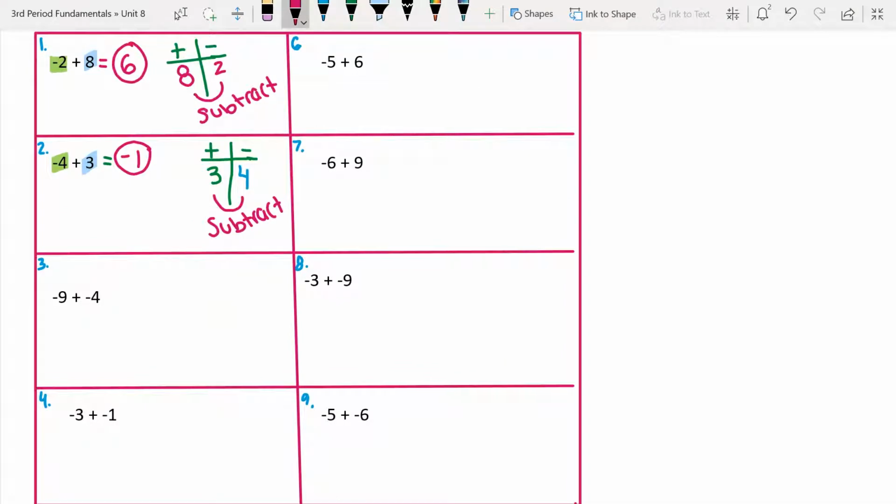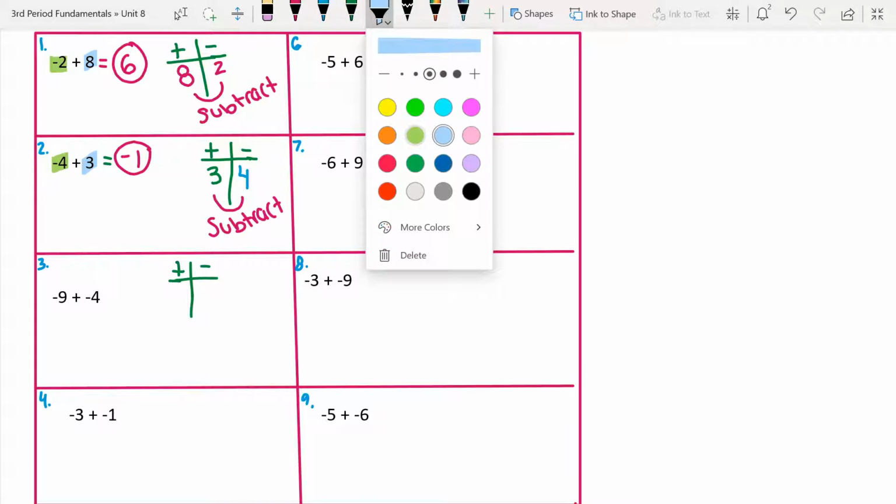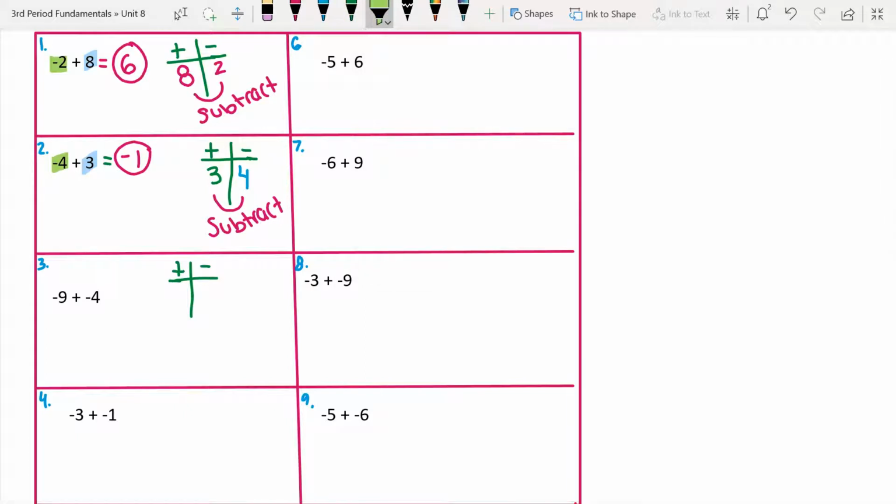Then I move to question 3. I'm going to do the same thing. But now I have -9 plus -4. So now I'm going to make another little positive negative side of a table. I'm going to highlight. That's just me. You don't have to be highlighting. The first number in the problem is -9. So on my negative side of the table, I write 9.